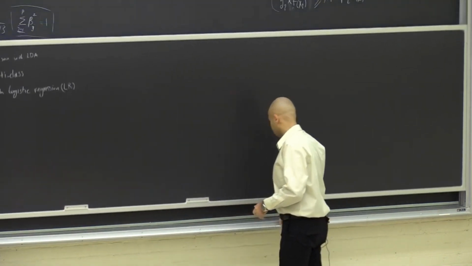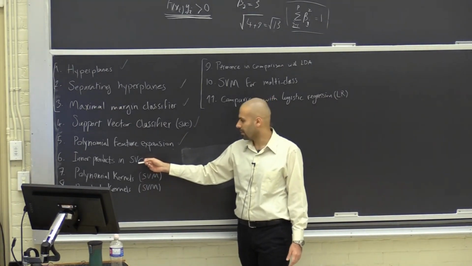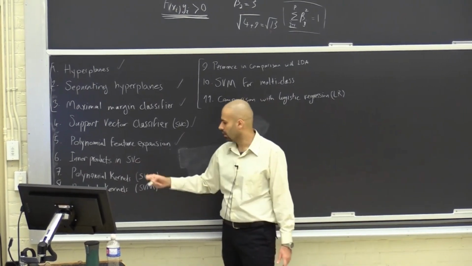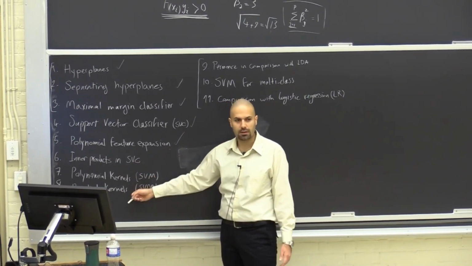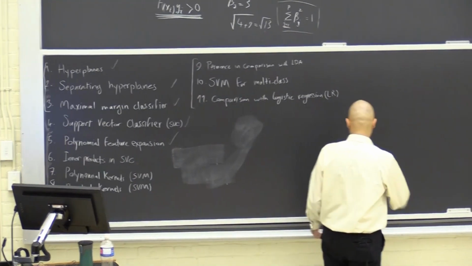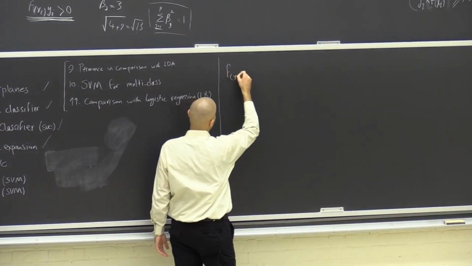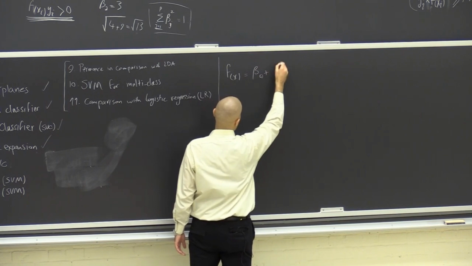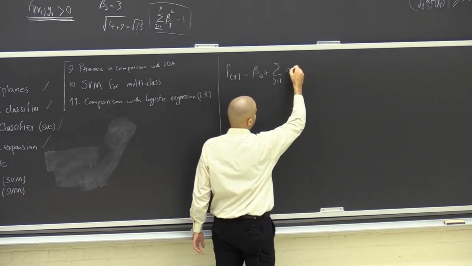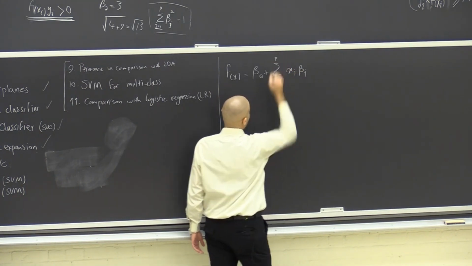So for seeing how we can automate this feature expansion, we need to first talk about the inner product. This part is a bit theoretical, but we need it for understanding how kernels do that feature expansion for us automatically. So, inner product in SVC. In SVC, we had this function, right? Which was beta 0 plus the sum of xj, feature number j, times beta j, from 1 to p.